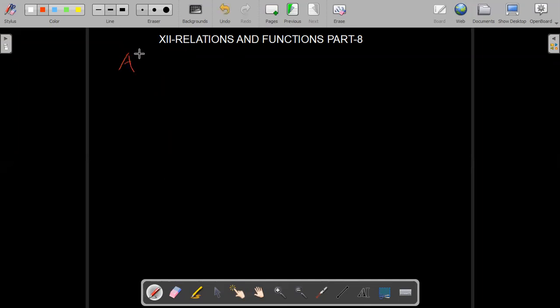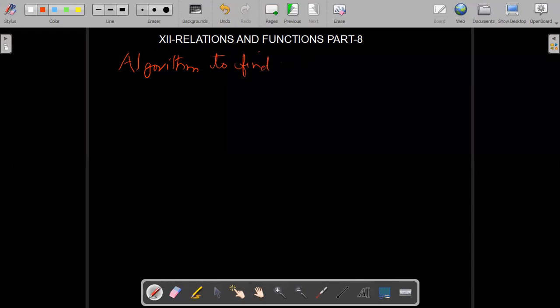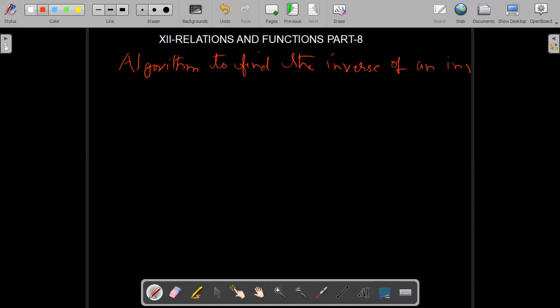Algorithm to find the inverse of an invertible function. So if it is invertible, then only we can find the inverse of an invertible function.